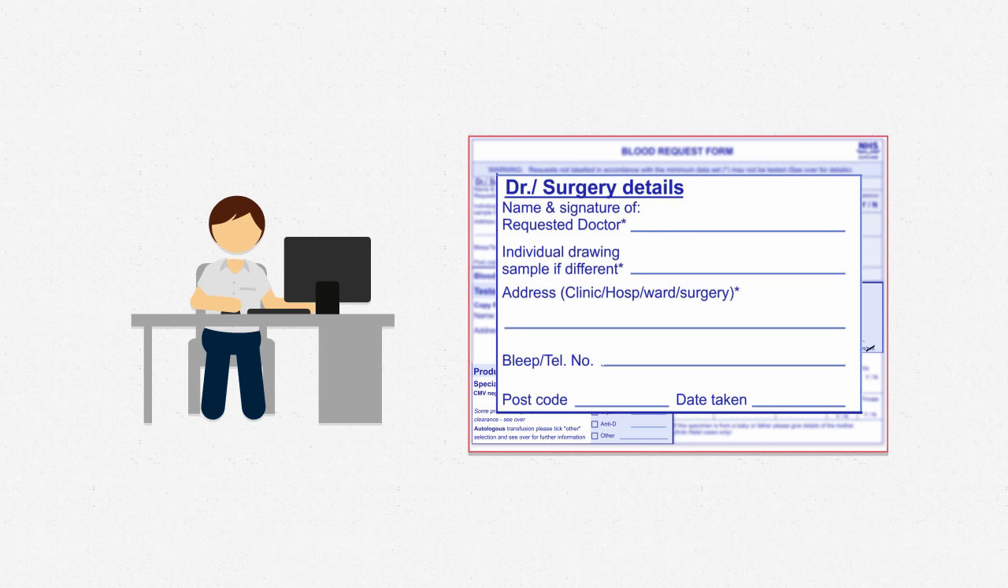Therefore, the person making the request must sign the form and provide a contact number. Every request form must also include the signature of the individual who takes the blood sample. This signature should not be added until after the sample has been taken.